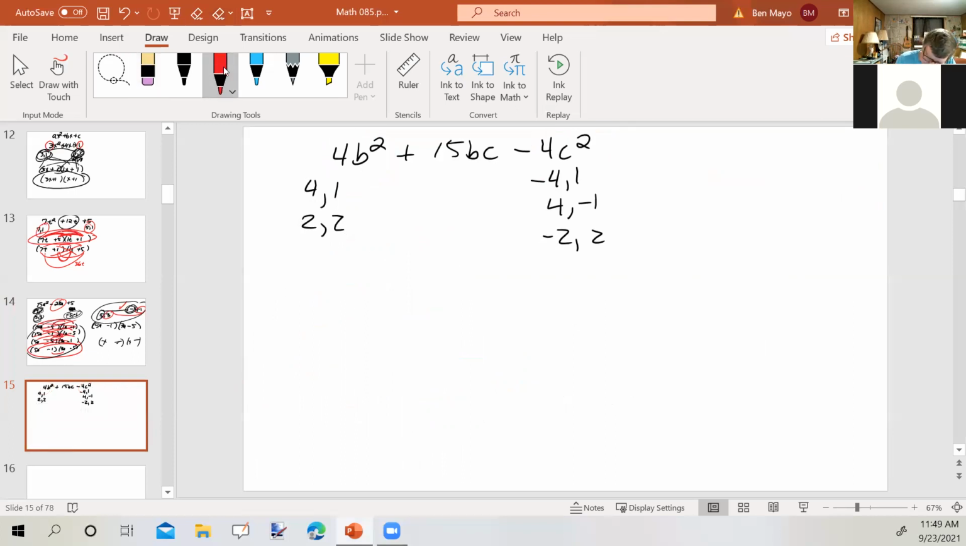So I'm going to take one of these times one of those, get that product, which is negative 16. Then I'm going to take the other of these times the other of those. 1 times 1 is 1. Negative 16, the first product, plus the second product. Negative 16 plus 1 is negative 15, and I need positive 15. So that one's not going to work.